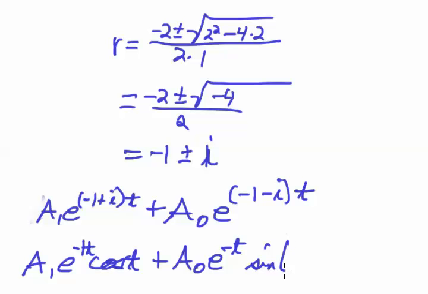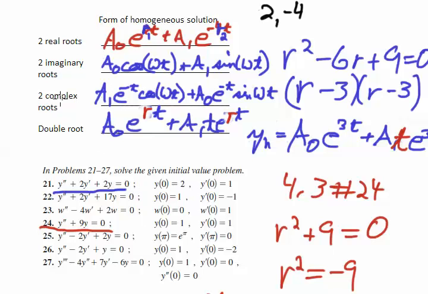sine of t. And I should also point out that these constants, the a1 and a sub naught, are not the same constants as the ones in the cosine and the sine. So that puts the two complex roots, just choosing the constants arbitrarily, but it's going to be a1 e to the negative t cosine omega t plus a sub naught e to the negative t sine omega t.